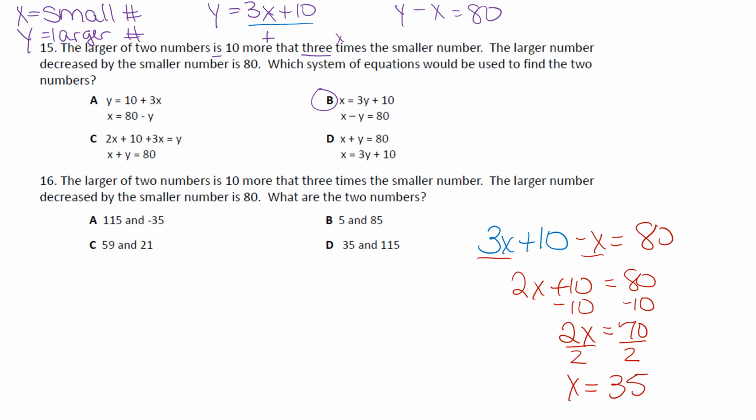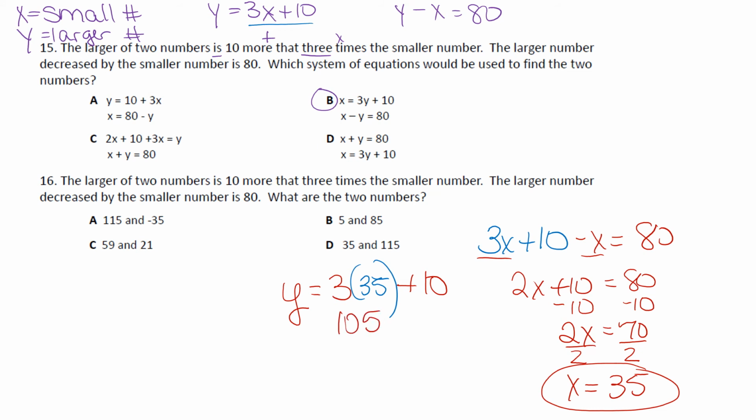Then to find our other number, we want to take the 35 and plug it into the equation and solve it. So we have y equals 3 times 35 plus 10. 3 times 35 is 105 plus the 10. So that would be 115 for the y. So then our answer for this one would have to be D.